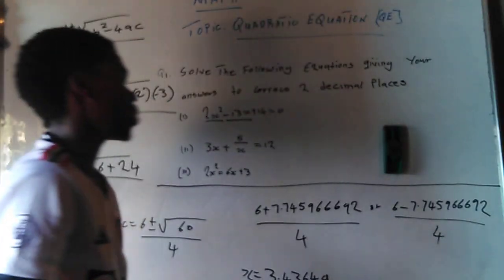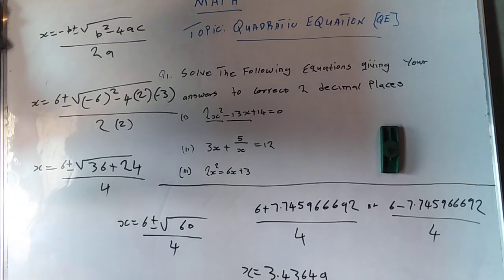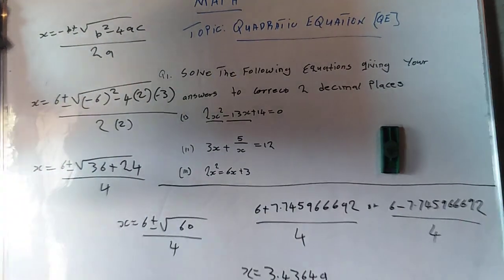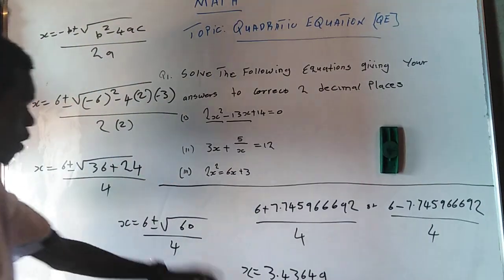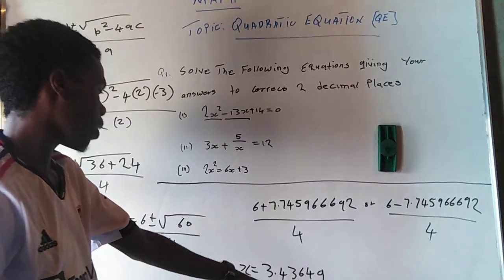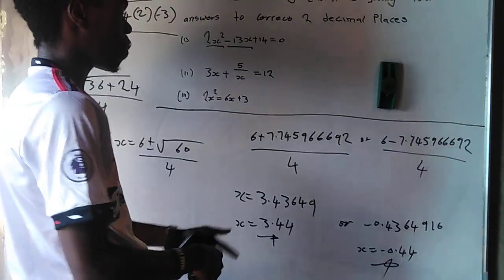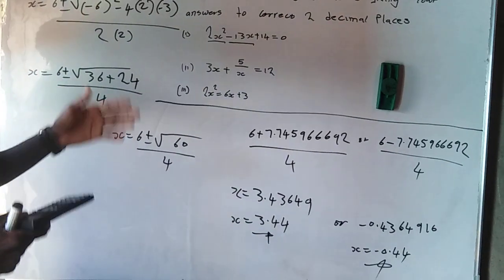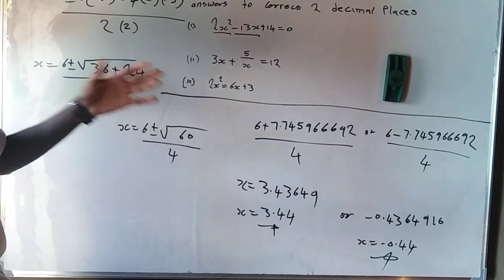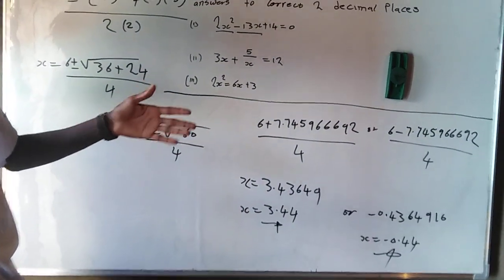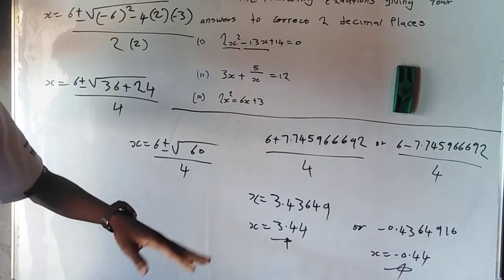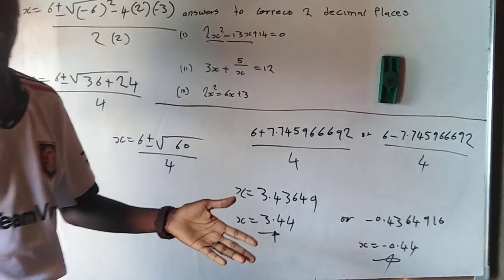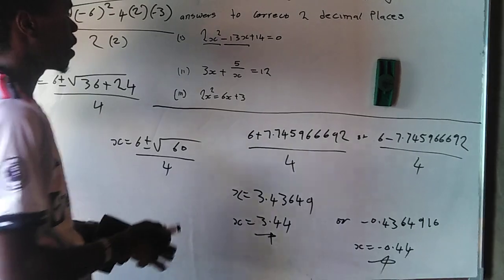So these were the solutions. The solutions to 2x squared is equal to 6x plus 3 are x is equal to 3.44, and also the second one is x is equal to negative 0.44. So these were the solutions to some of the questions that we are solving, one of them is 2022, another one is 2020. This is a combination of the internal and also the external.